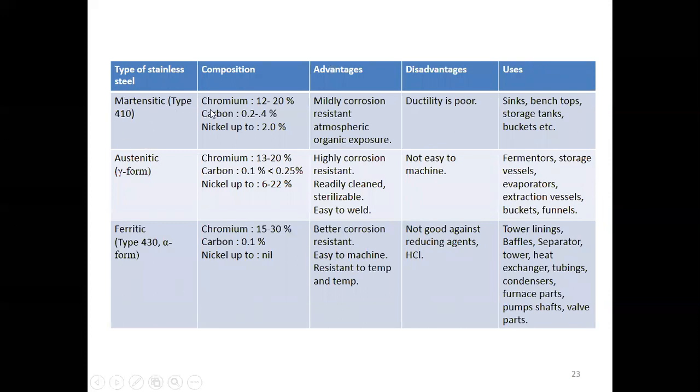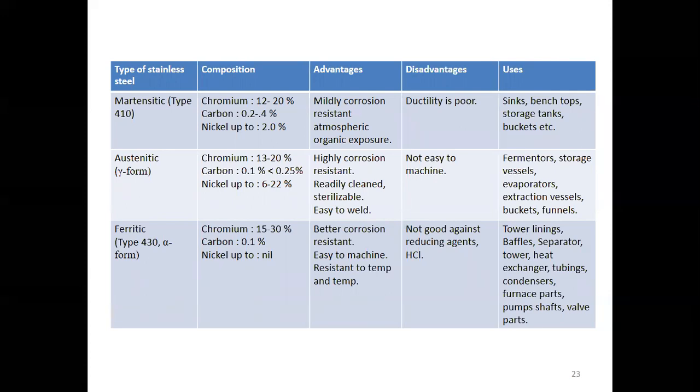Type 410 contains chromium 12 to 20%, carbon 0.2 to 4.4%, and nickel up to 2%. Advantages: it is mildly corrosion resistant, and also it is resistant to corrosion on exposure to atmospheric air, as well as resistant to organic material. Its disadvantage: it has poor ductility. Uses: it is used in the preparation of sinks, bench tops, storage tanks, buckets, etc.